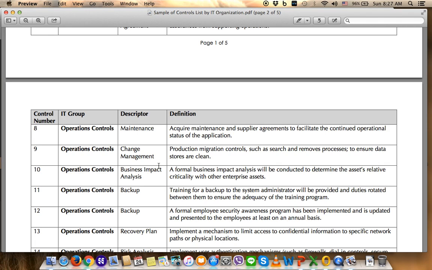The next is change management. It is part of the operation control. The purpose of change management is production migration control, such as a search and remove process, to ensure that data stored are clean. The next is business impact analysis. This is a very important control: a formal business impact analysis will be conducted to determine the asset's relative criticality with the other enterprise assets.